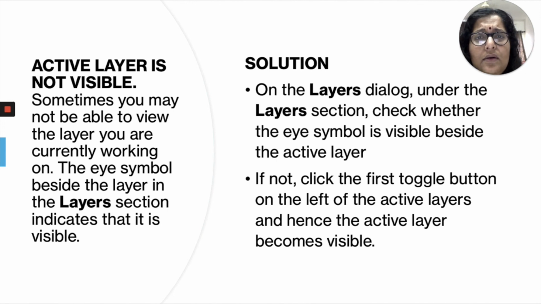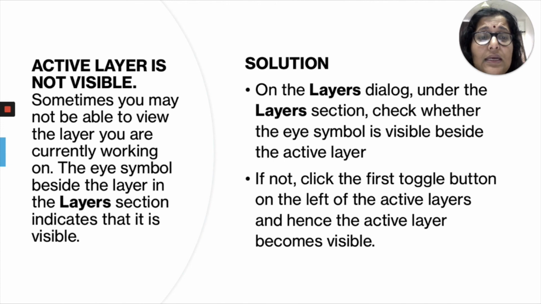When you're working on different layers, you may not know which is the currently working layer. If you're not able to find the currently working layer or the active layer, you just have to look in the layers section. There will be an I symbol on the one that you are currently working on. So the solution is in the layers dialog under the layers section. Check whether the I symbol is visible beside the active layer.